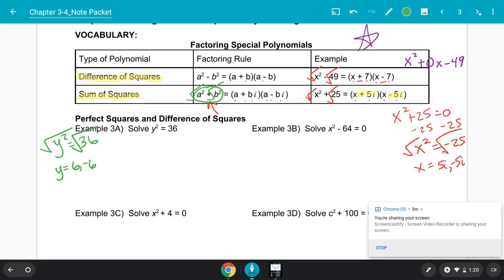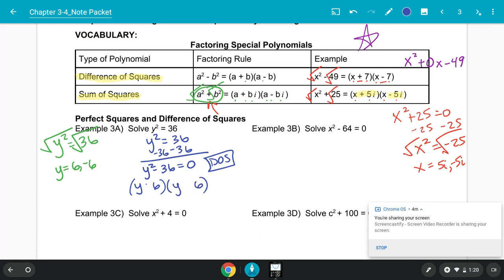But if you use this new trick or the new method that we just found out, you would make it equal to 0. y squared minus 36 equals 0. This is a difference of two squares, or difference of squares, as some people say. I'll put DOS for difference of squares. So that means you're going to do square root y, square root 36. So you'll get y and 6, and then you'll do a positive and a negative equals 0. When you set both of those equal to 0, you get y equals 6 and negative 6.